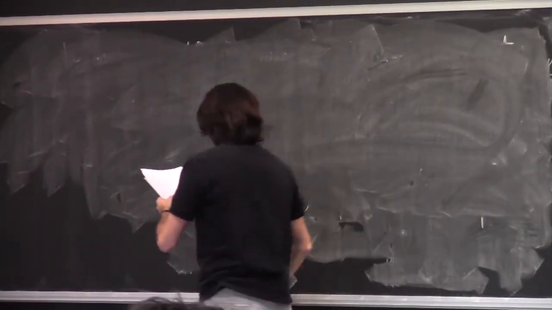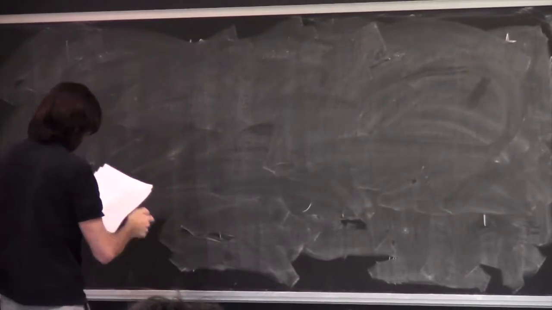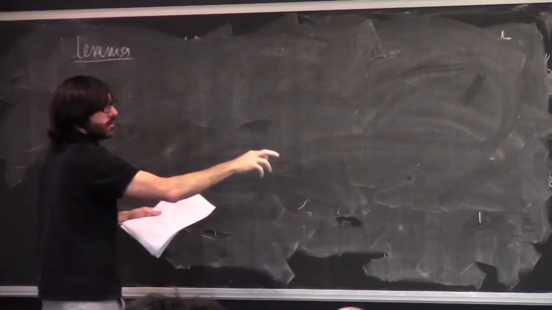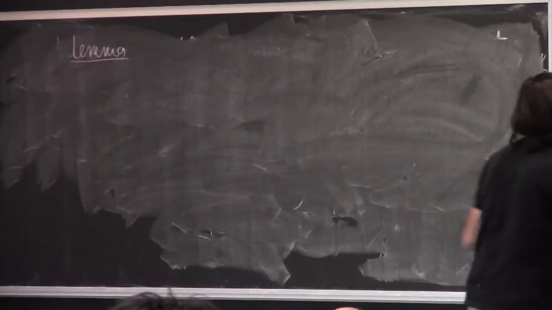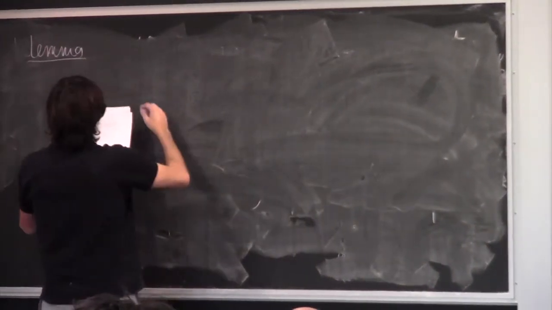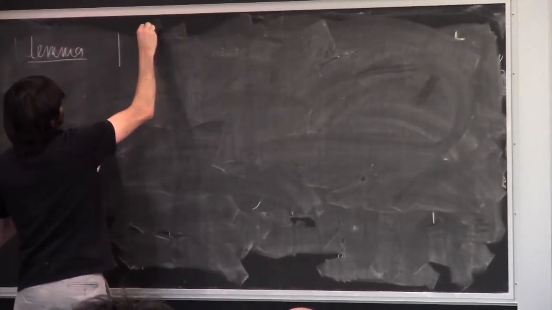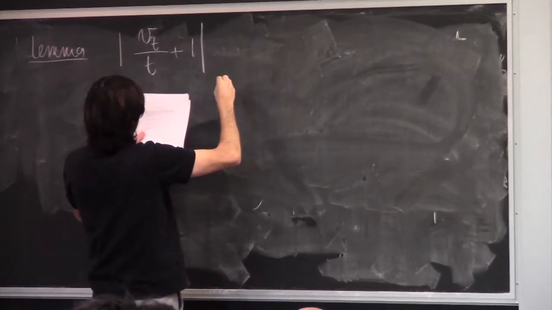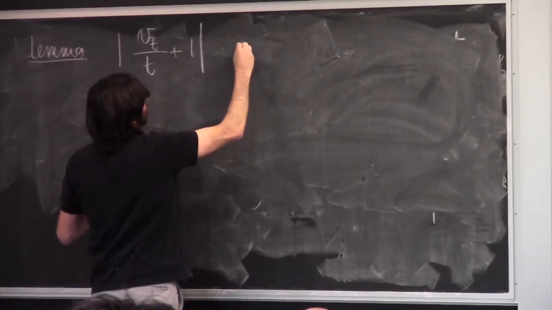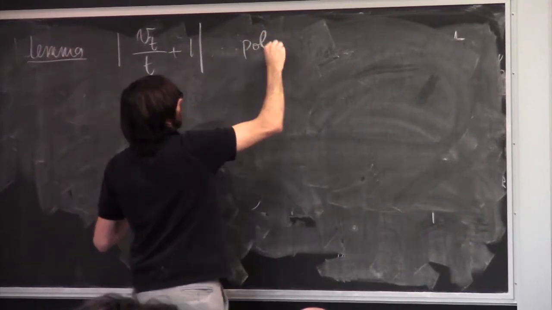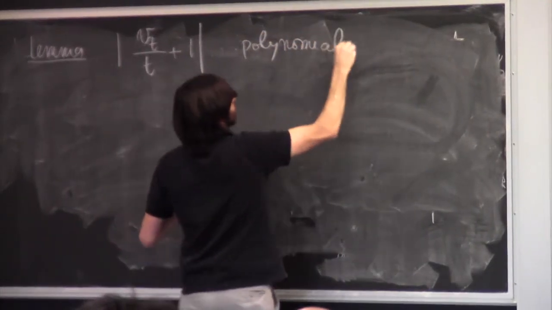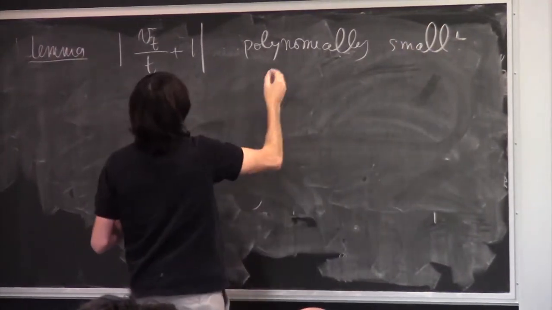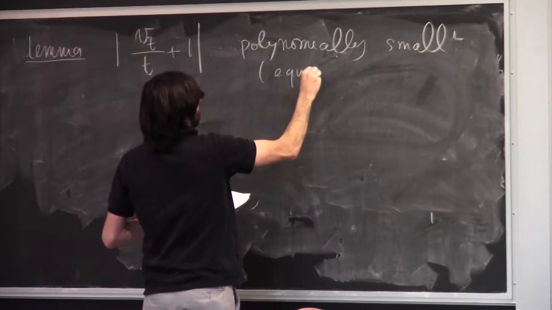And then it's not hard to see that there is another lemma that says that, just because the function is written like this, one can show that this function v t divided by t plus one essentially goes to zero, is polynomially small. So let me not be precise with this, but it goes to zero polynomially. This is just essentially equidistribution.